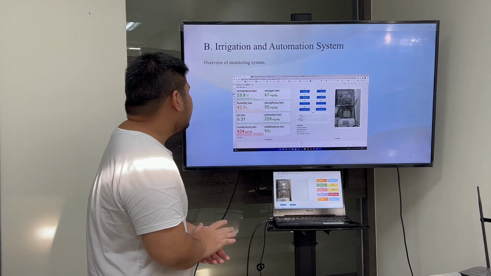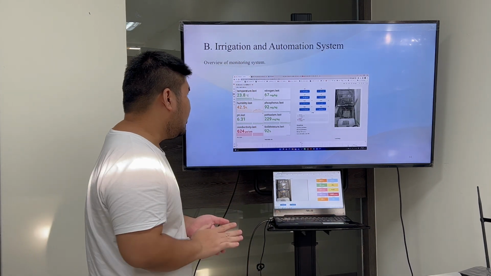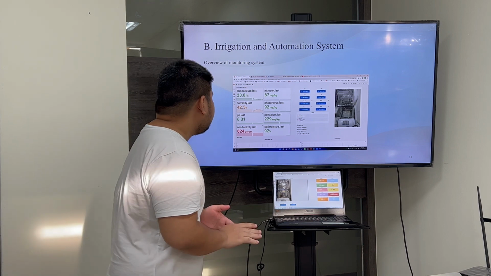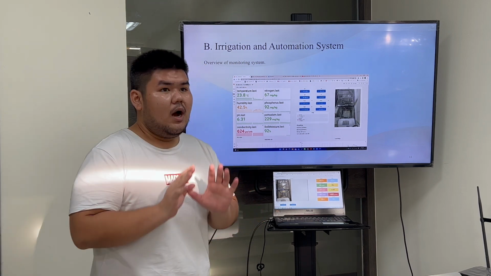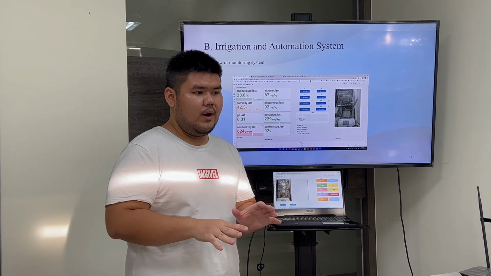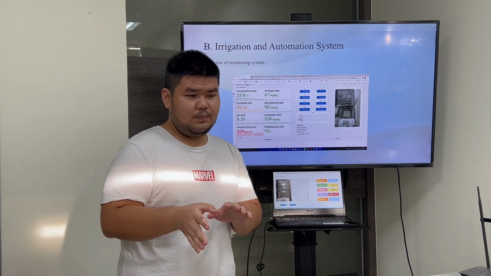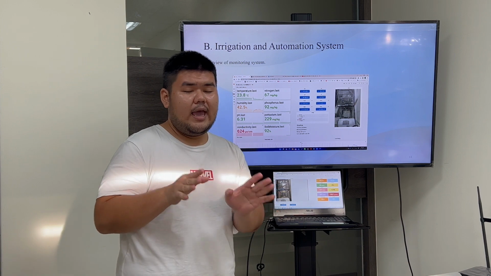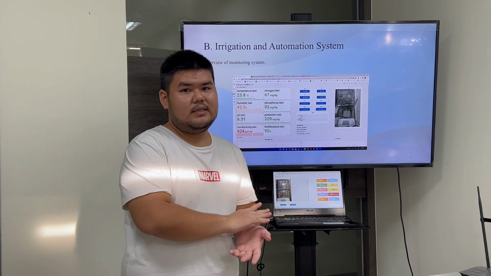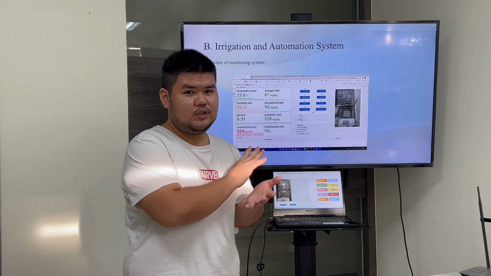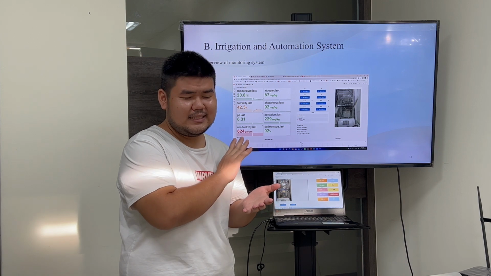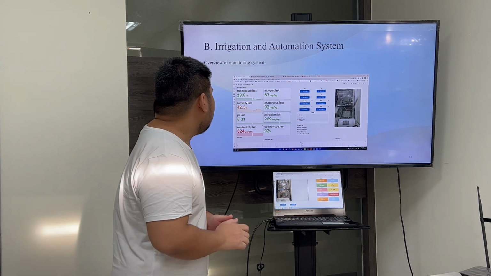For the irrigation and automation system, we have the automation system to control everything inside, depending on our conditions for the experimental setting, just like in the table that we showed you in the last slide.